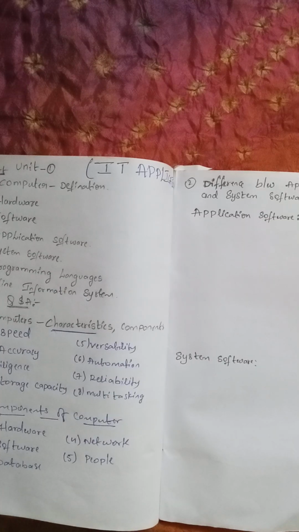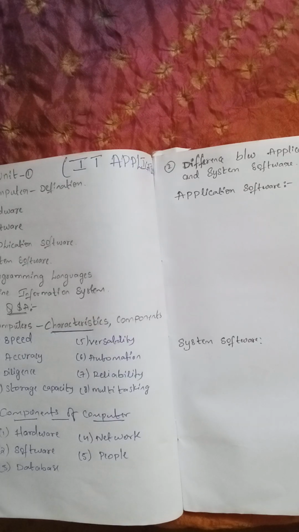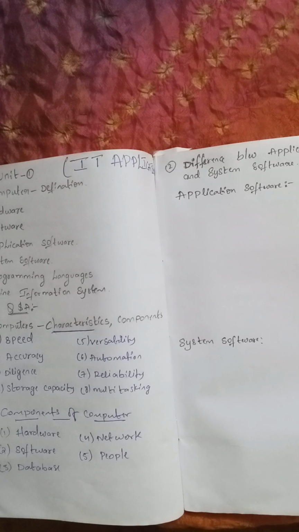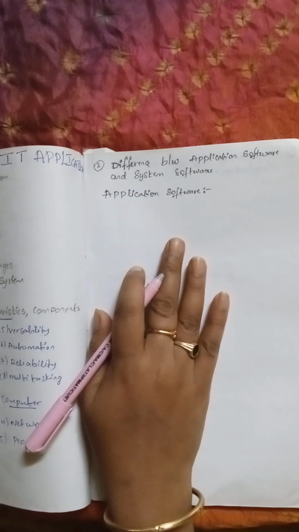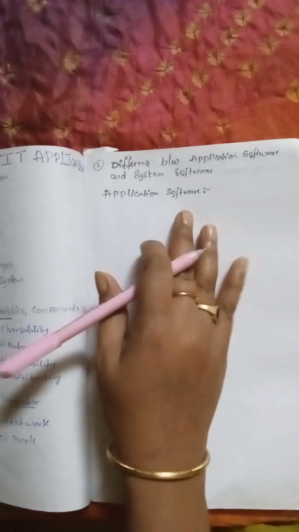Let's discuss the differences between application software and system software. Application software can be asked differently in short answers, like write about application software, or write about system software. Let's discuss how system software and application software differ.